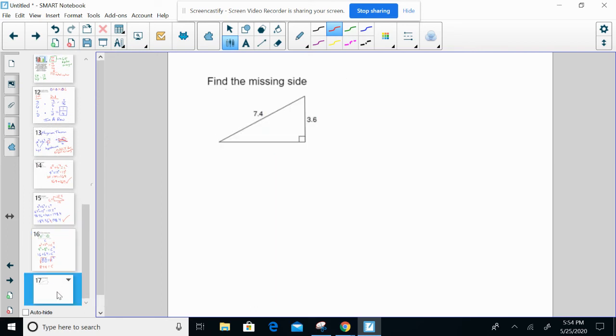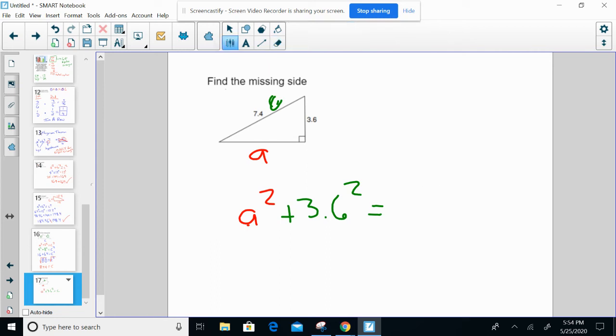All right. Last one. Identify our C, our longest side. It's always across from the right angle. You can usually identify it pretty easily just by looking at it too. This is our C. We want to find, let's say A. It doesn't matter if you use A or B, but ultimately we don't know A, so A squared, and then plus 3.6 squared is equal to 7.4 squared, because we know C.